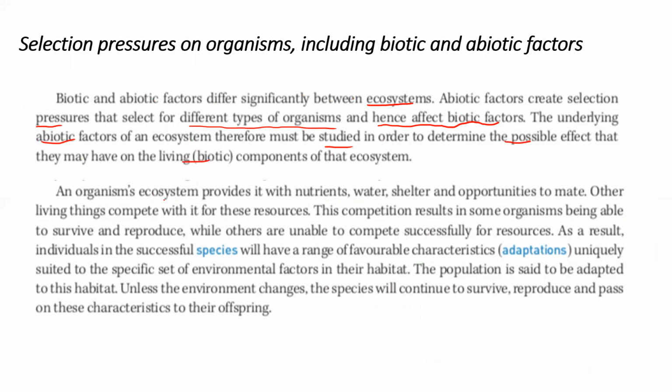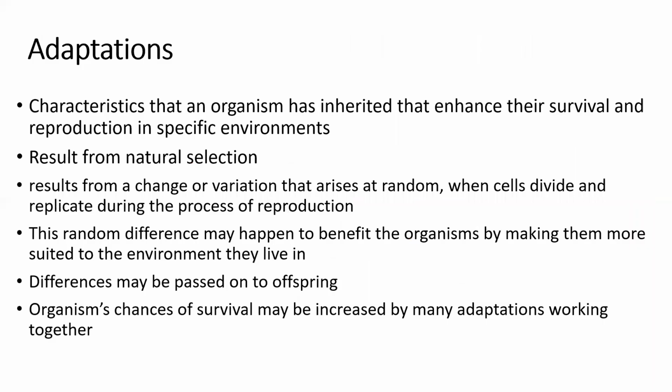An organism's ecosystem provides it with nutrients, water, shelter, and opportunities to mate. Other living things compete with it for these resources. This competition results in some organisms being able to survive and reproduce while others aren't able to, okay? As a result, individuals in the successful species will have a range of favorable characteristics. Okay, I want to look at some of those in more detail, those adaptations.